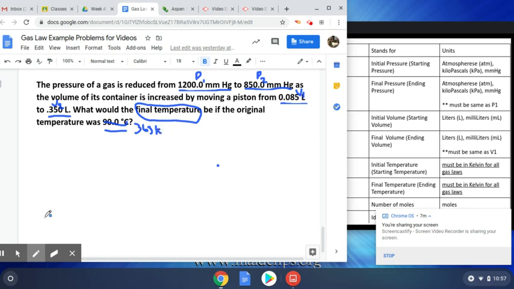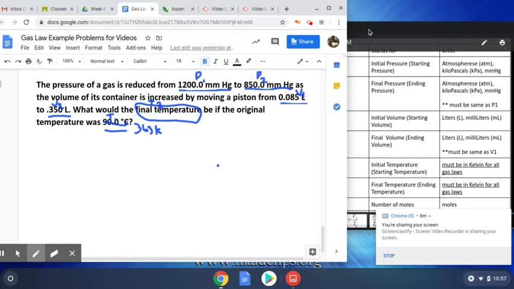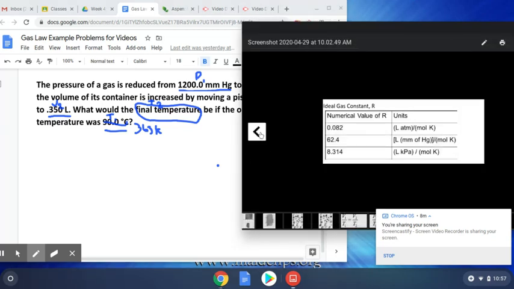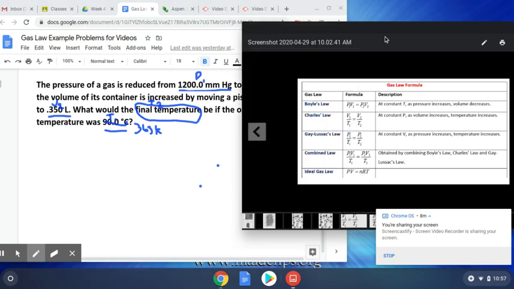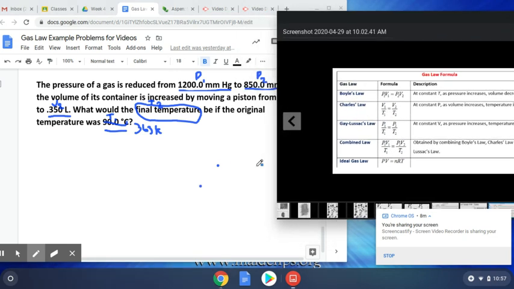All right, so here we have P's, V's, and T's. So we need to use the combined gas law. The combined gas law is the only one that has multiple P, V, and T.